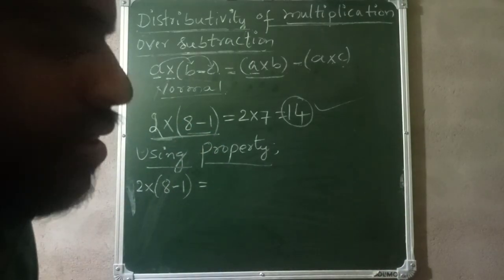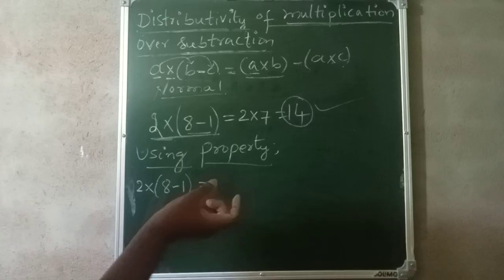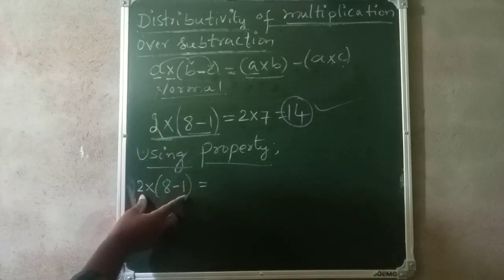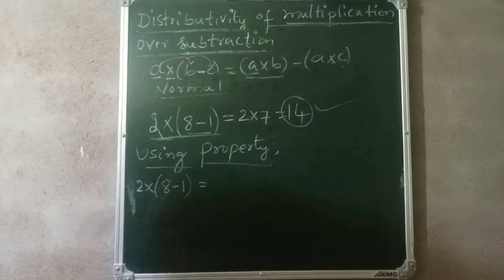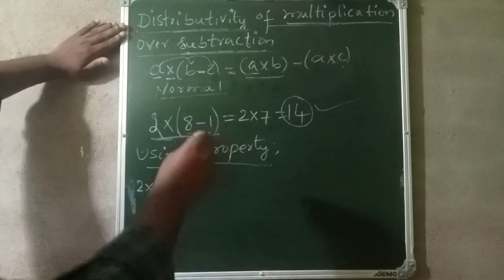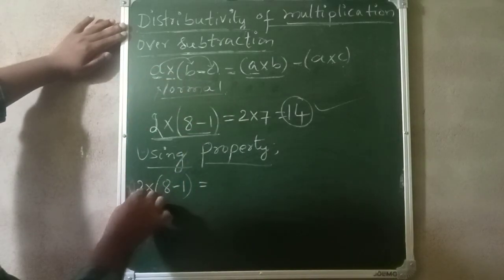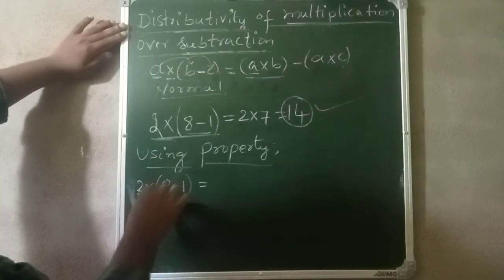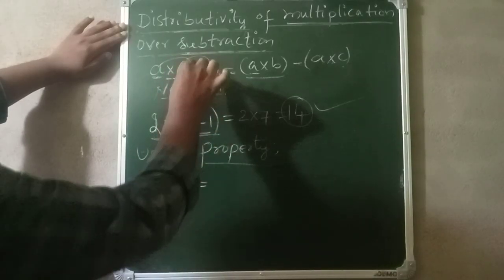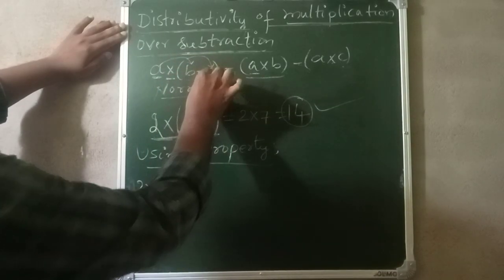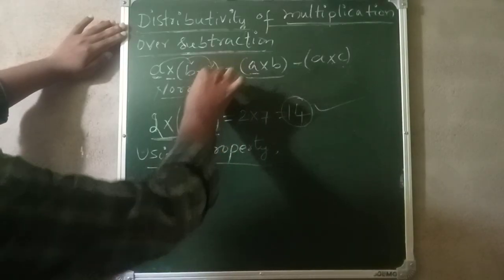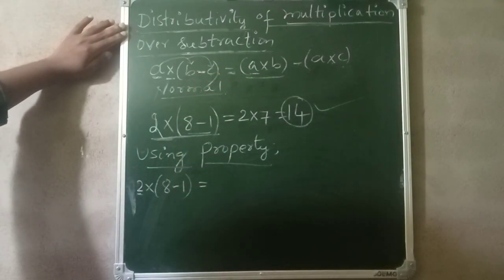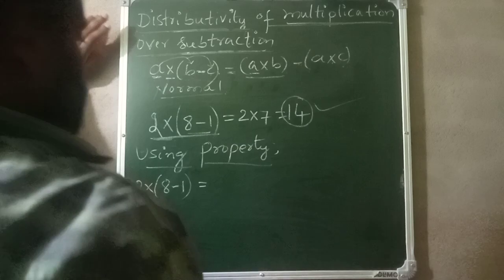so you can just observe. See, this is in the form of this, correct? See, because in place of a we have 2, into bracket. In place of b we have 8, minus. In place of c we have 1, and this closed bracket, equal.